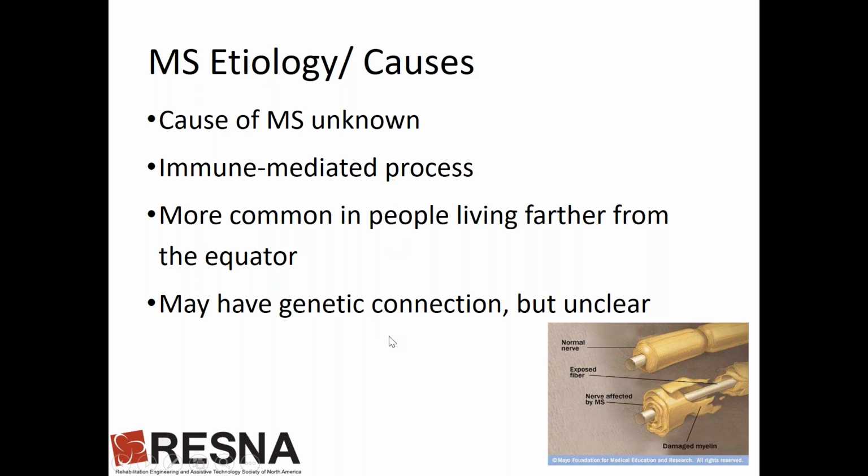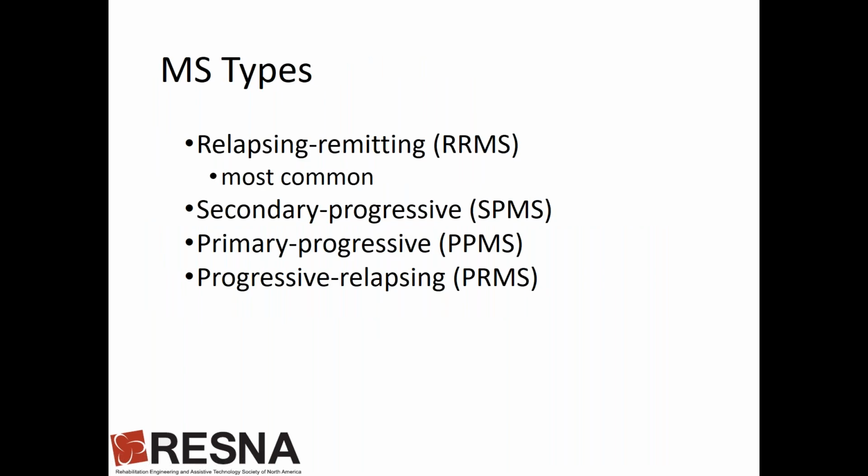So the types of multiple sclerosis you'll hear are relapsing remitting, secondary progressive, primary progressive, and progressive relapsing. The most common is relapsing remitting. And so what happens is somebody has an exacerbation and then things get better, and then they have another exacerbation, and then you kind of see the different patterns.